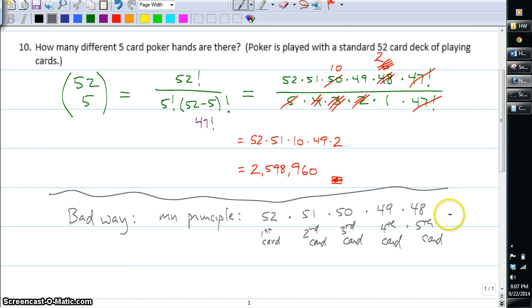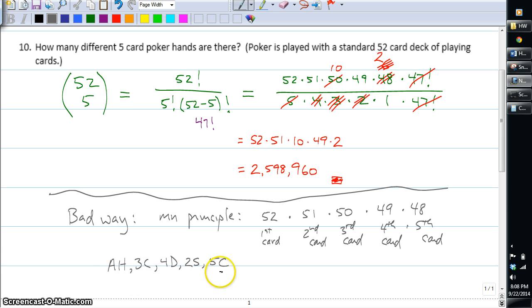Now, this answer differs from our previous answer because we're not dividing this answer by 5 factorial. And in fact, that gives a hint as to why this answer is wrong. We've overcounted every hand. Every single possible hand gets counted 5 factorial, 120 different times under this counting scheme. And here's why. Suppose that the 5 cards that you pick out of the deck are the ace of hearts, the 3 of clubs, the 4 of diamonds, the 2 of spades, and the 5 of clubs, in that order.